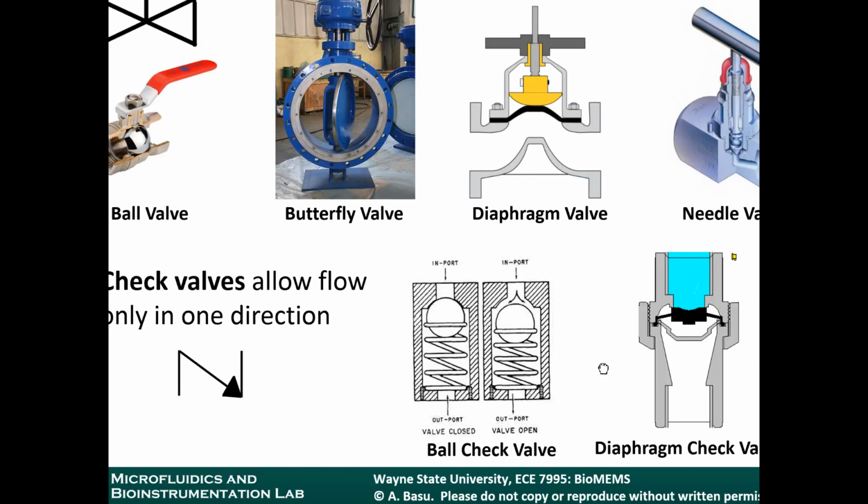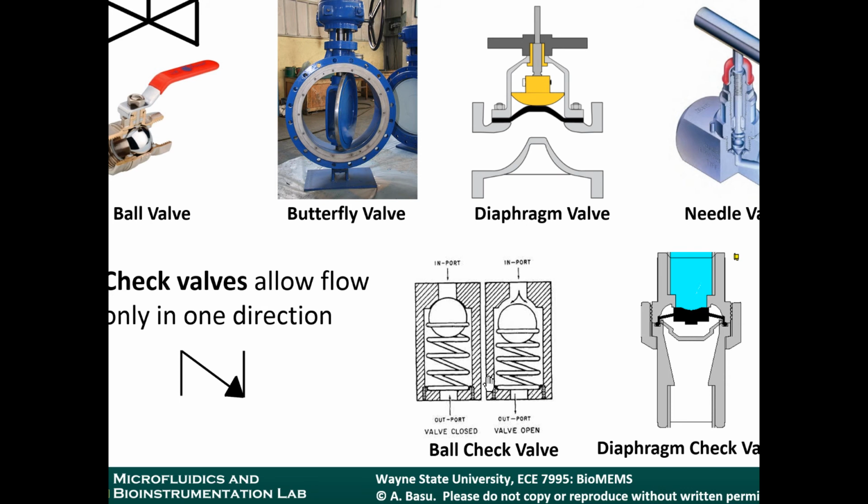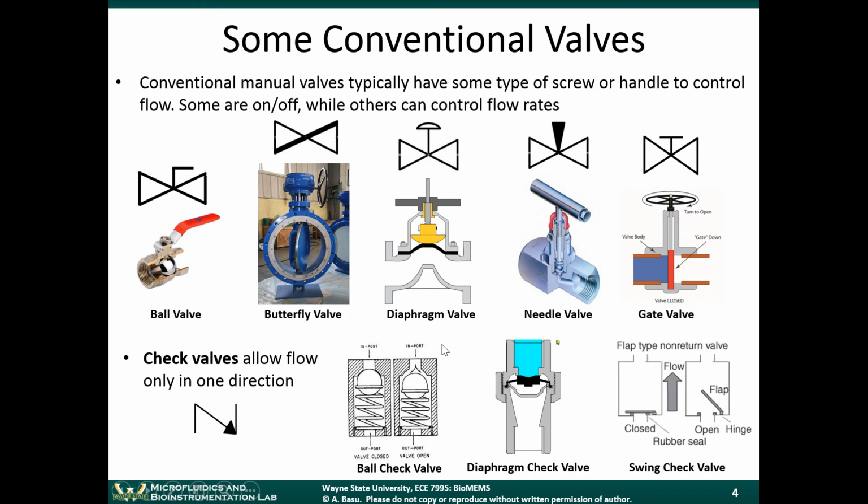Then we have a ball check valve. A ball check valve has a ball on a spring. Sometimes the ball is just loose on its own. And if you have flow coming in this way, the flow will push the ball away, allowing flow to pass through. And of course, if you try to pass flow in the opposite direction, it'll push the ball against the flange and prevent any flow. Okay, so these are some of the conventional valve technologies.